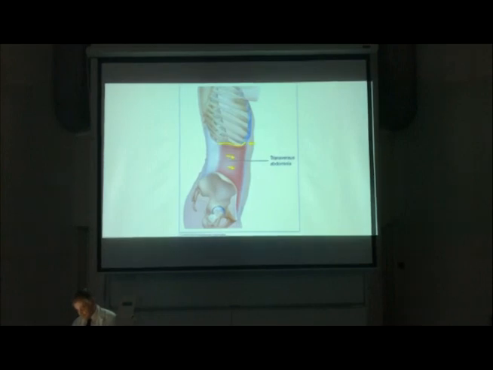Transversus abdominis: costal cartilages, not ribs, costal cartilages, lumbosacral fascia, iliac crest, inguinal ligament, not all the inguinal ligament, it also stops on the lateral one-third of the inguinal ligament. Okay, and goes medially, becomes aponeurotic, and forms the rectus sheath. This is the line where transversus abdominis stops.